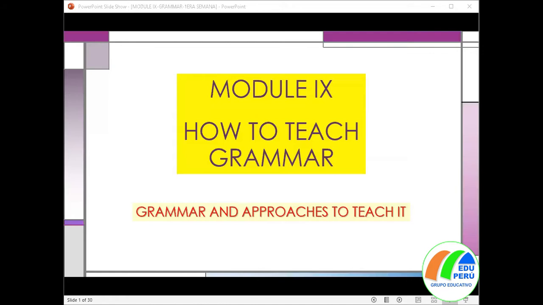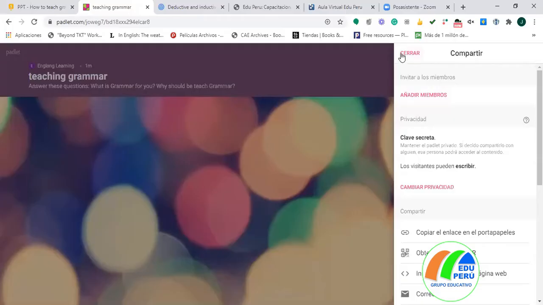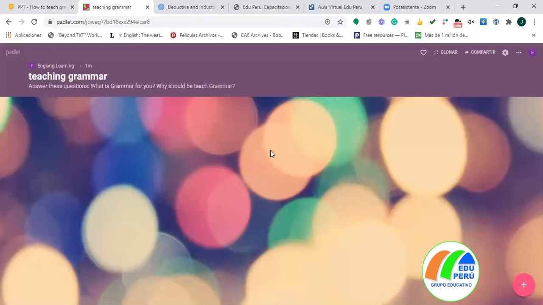All right, okay. So here you have to answer 2 questions. I'm going to share the Padlet. I'm going to change my screen. Can you see it? Yes. So you have to answer these 2 questions according to your point of view. It's not necessary to look up information. Maybe you don't know exactly what it is, or maybe you consider whether it is important to teach grammar or not.